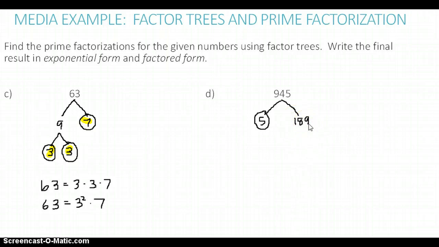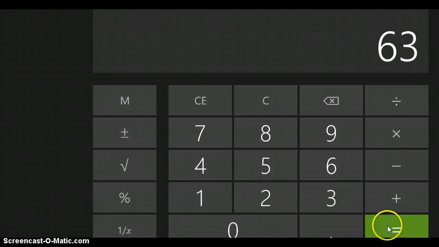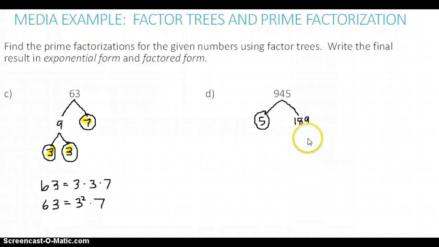But I'm just going to start with my prime factors, those first few prime factors. So 2 and 5 aren't going to work. We could try 3, we could try 7. Let's see what happens. So 189, is it divisible by 3? And it actually is. So that's nice. We can write this as 3 times 63. I'll circle the 3 because it's prime.